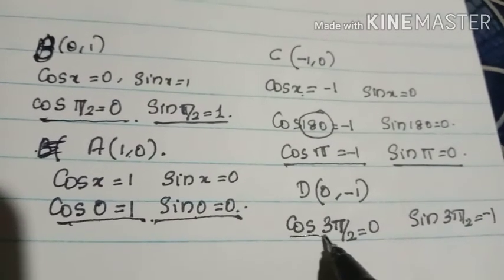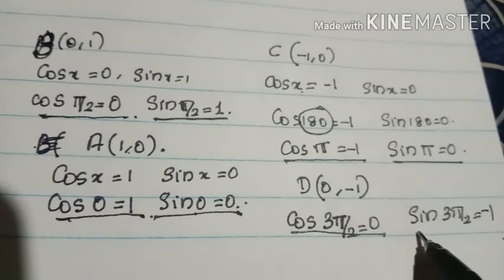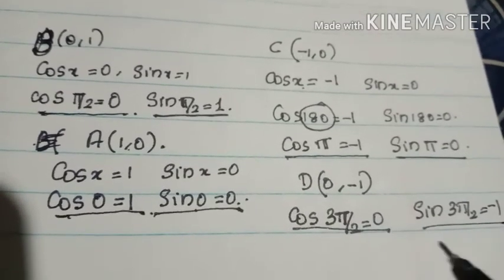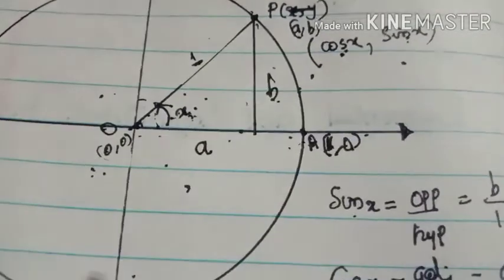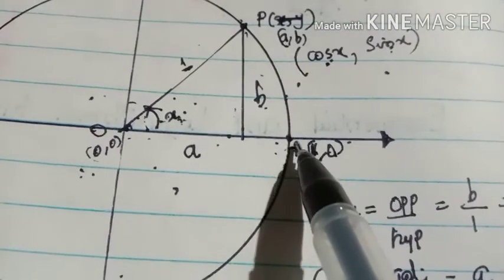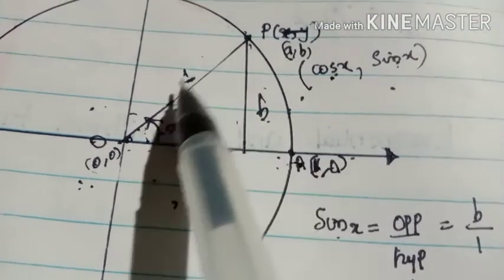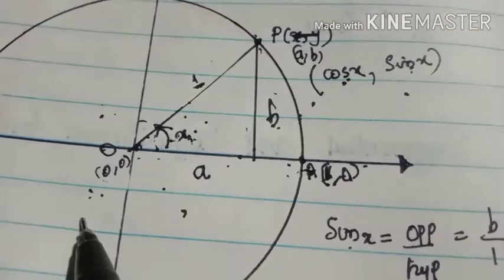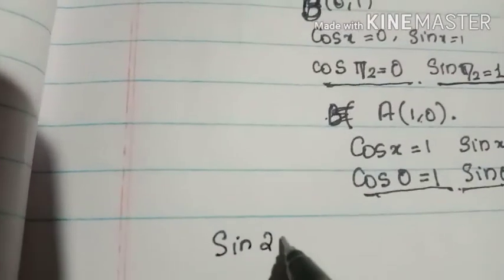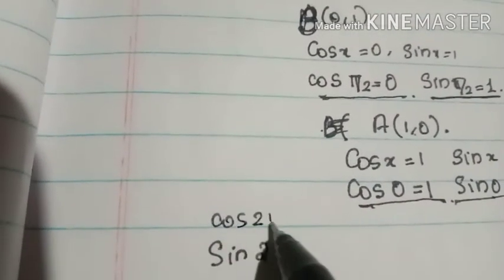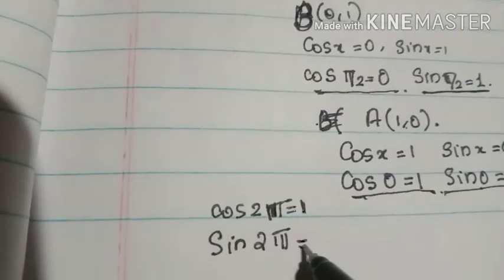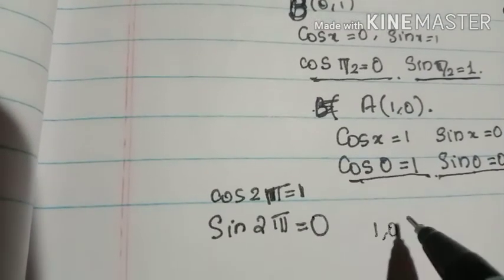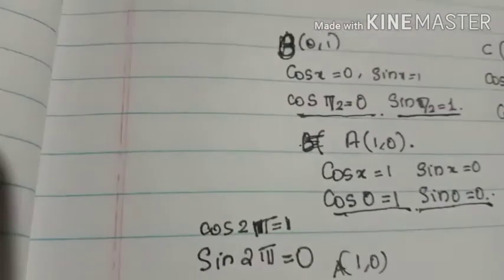Then cos 3π/2 equals 0, sin 3π/2 equals -1. So here we started here and ended here itself. If we start with this point, making angles π/2, π, 3π/2, 2π, what will come? Sin 2π and cos 2π. This is the same angle. Cos 2π is 1 and sin 2π is 0, because our point is (1, 0) itself. I hope it's clear to you.